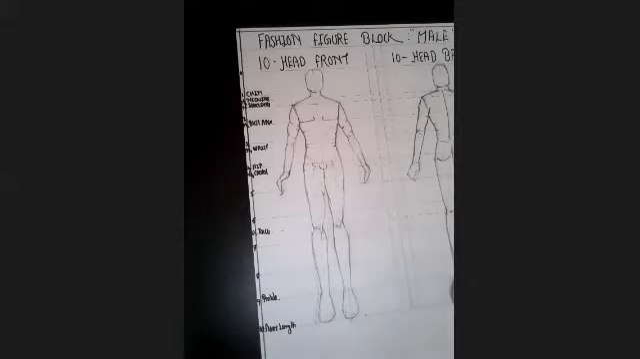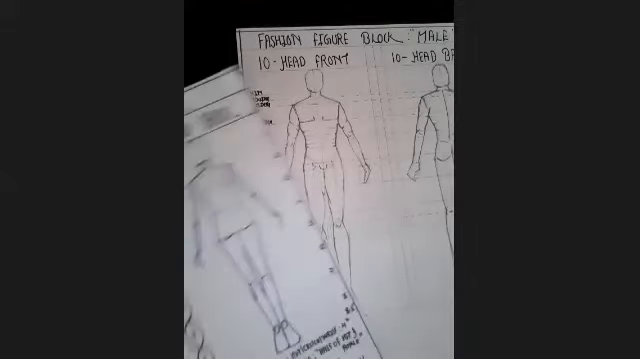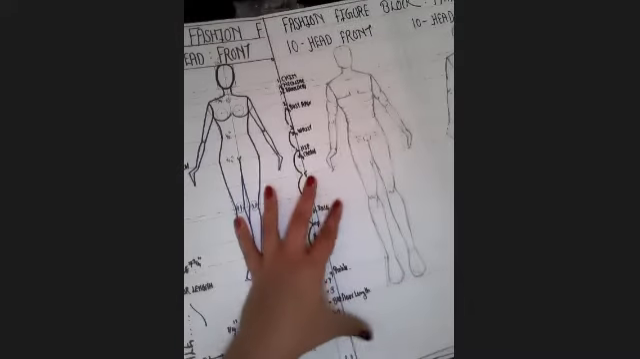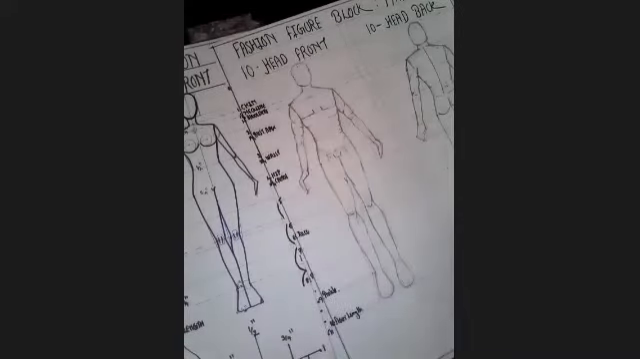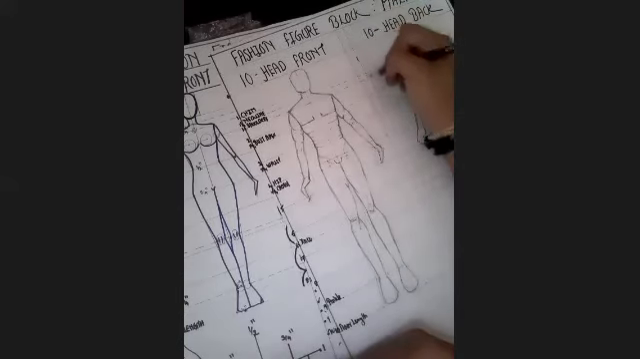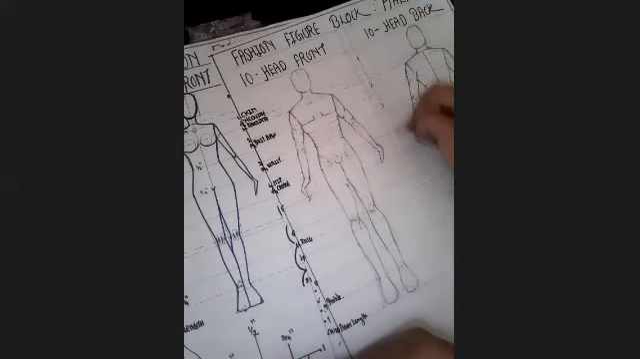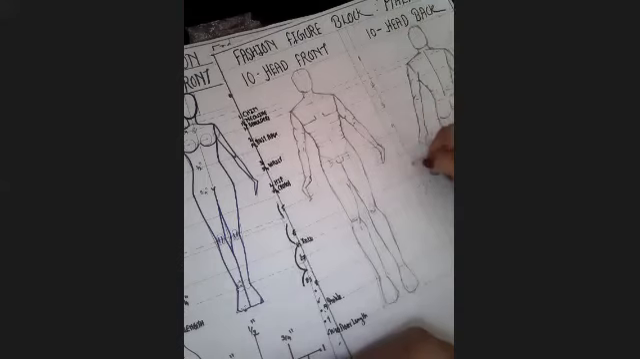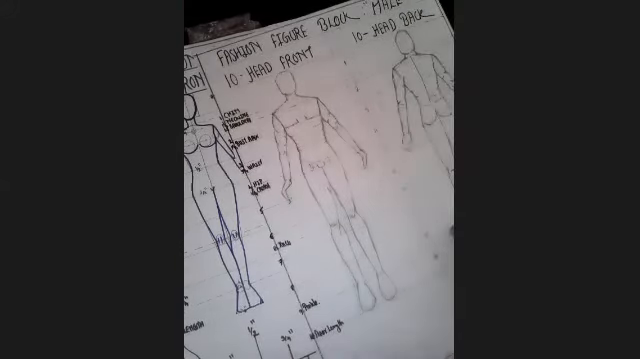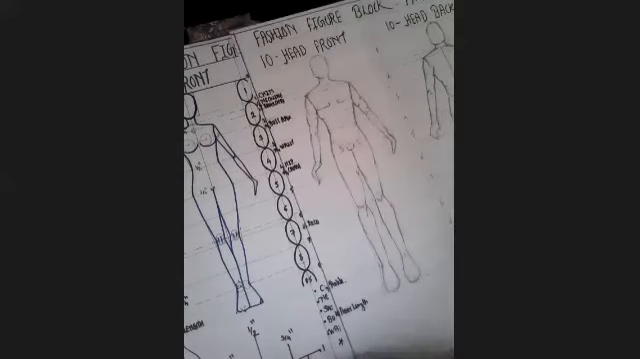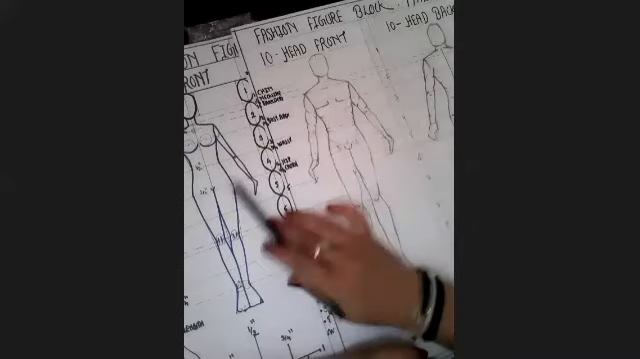So now we'll do the comparison of female and male. Ready for it? For male also we got 1, 2, 3, 4, 5, 6, 7, 8, 9, 10 heads. So we have worked on a 10 head male figure today, male bodies. The very first difference between female and male is the shape of the face.